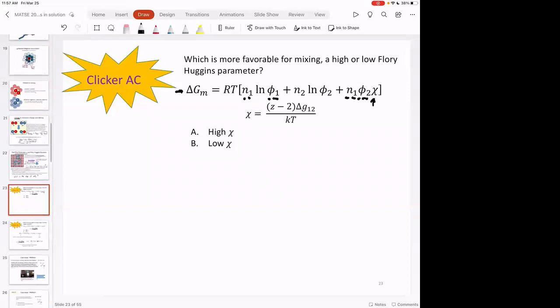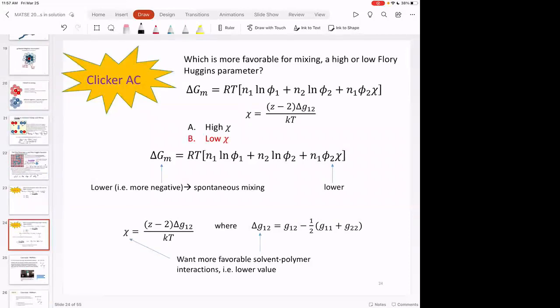All right. Everyone got their answer in? And it turns out, if this Chi is a lower number, we get more negative, and let me say thermodynamically favorable mixing. So that's an important concept.